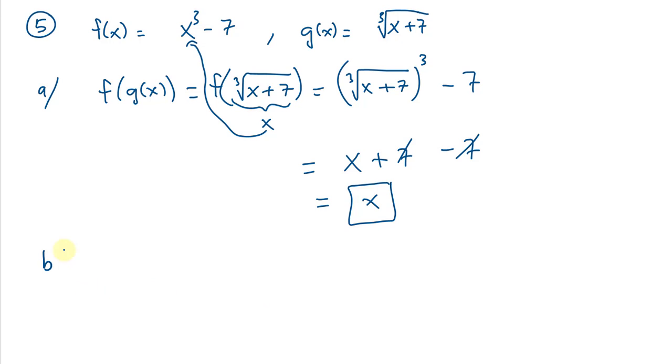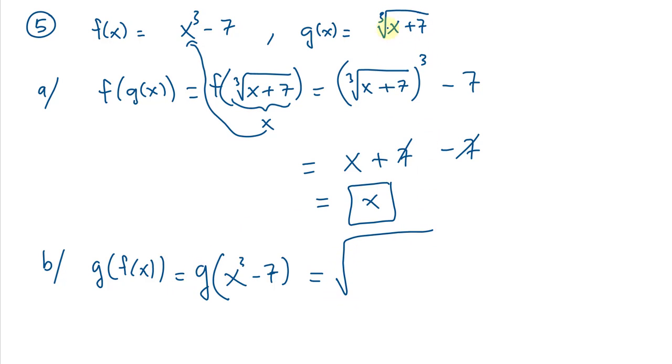Okay, now for part B, we switch the outside and inside function. g comes first, f comes second. Now g is the outside function. f of x is x to the third power, subtract 7. Now we are looking for the g of x function. Okay, I'm looking for g, so I follow this function.